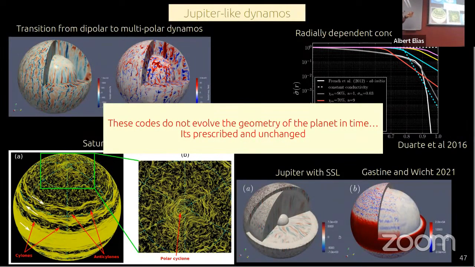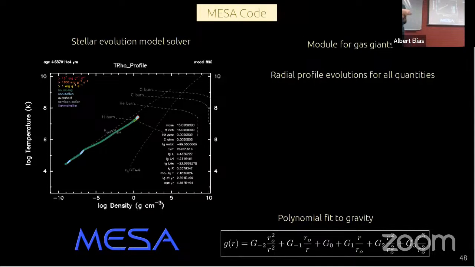They are too complex. So what we aim to do is to use a stellar evolution code, one of them is called MESA, which has a giant planet module that you can use to evolve how a giant planet contracts and everything. We want to use this code to extract a lot of radial profiles and fit them to this MHD code and see how the magnetic field topology changes when the structure of the planet changes. So this is the main goal.